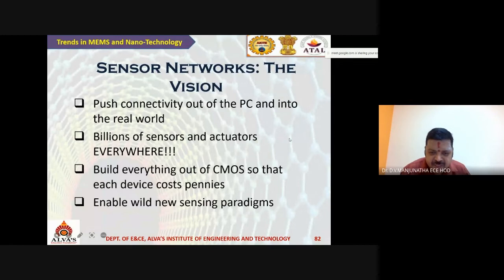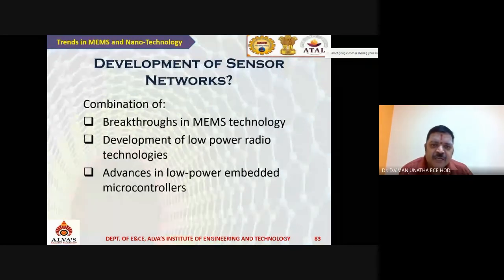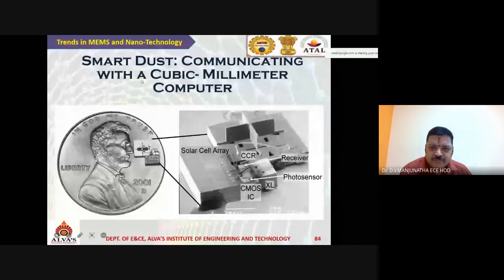Next 5 years: IoT, MEMS, CMOS, and then wireless distributed networks. These are all the areas. If anybody is interested in doing their PhD, please concentrate on these areas, so that you will get a lot of avenues, right? Development of sensor networks is a combination of breakthroughs in MEMS technology, development of low power radio technologies, and advances in low power embedded microcontrollers, right? Smart dust: communicating with a cubic millimeter computer, right?